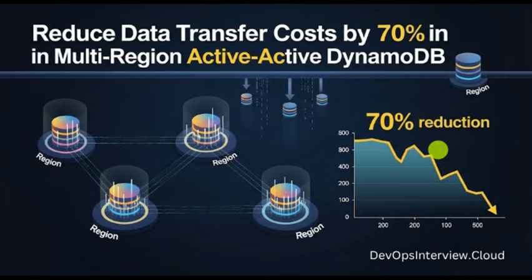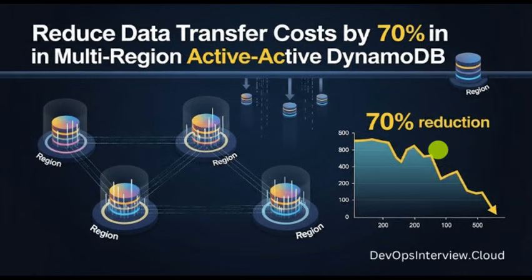It's actually one of those gotcha questions in a lot of interviews. Right, the hidden costs. Precisely. So let's just jump straight into the problem statement we're dissecting today. This is the kind of question you might get: How do you architect a cost-optimized multi-region active DynamoDB setup to reduce data transfer costs, potentially by 70%?